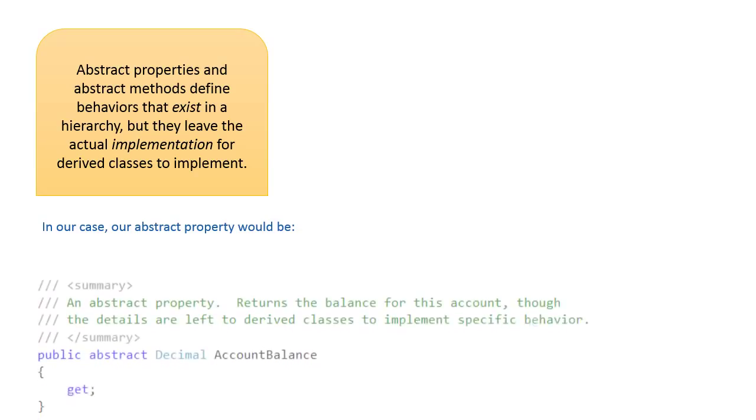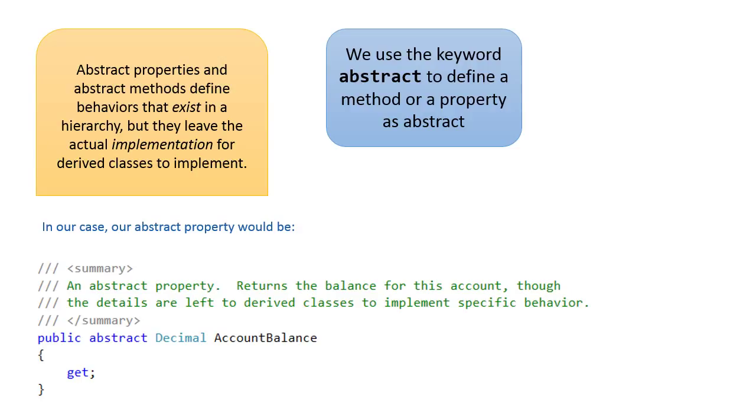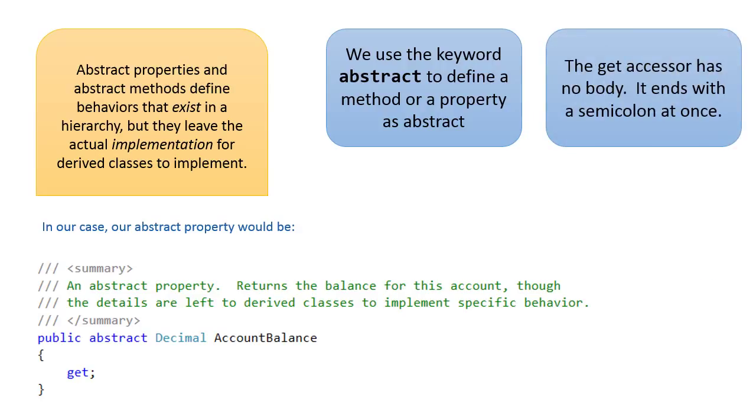Abstract properties, and as we'll show later, abstract methods, define behaviors that exist within a class, but they leave the actual implementation for derived classes to implement. In our case, our abstract property would look like this. We use the keyword abstract to define the property as abstract. The get accessor has no body. We simply terminate it with a semicolon at once.